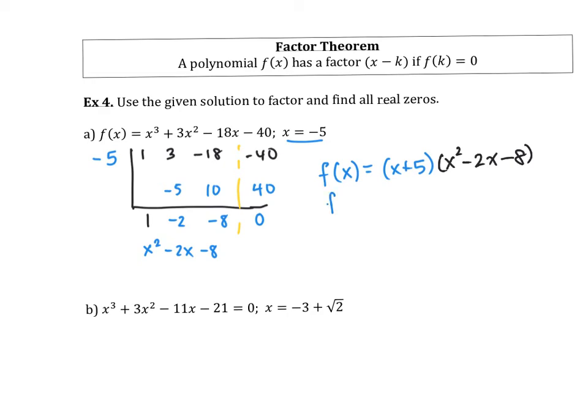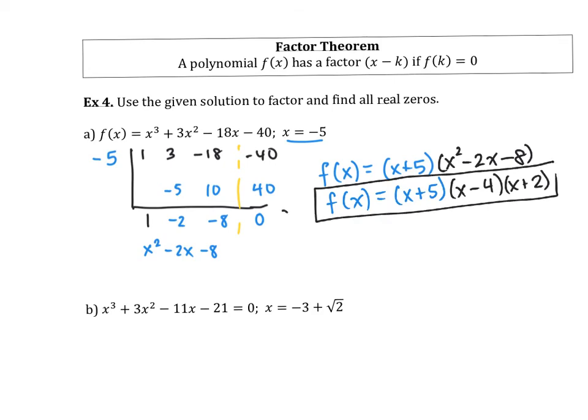I'm going to keep going because I can now factor that other polynomial more. What is this? 4 and 2. So x minus 4, x plus 2. Now if they just asked me to factor, this would be my answer. This is fully factored for the real numbers. So read the directions, because sometimes it'll ask you to factor, sometimes it'll ask you for the zeros. In this case, it told me to factor and to find all real zeros.